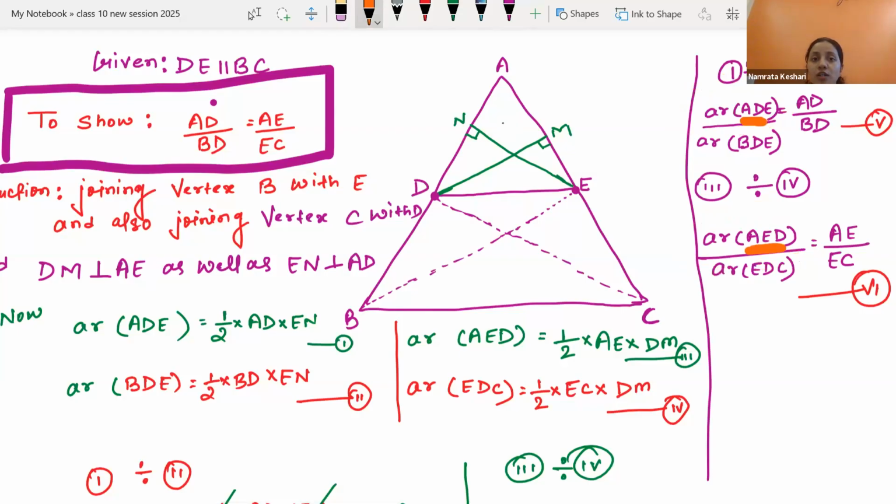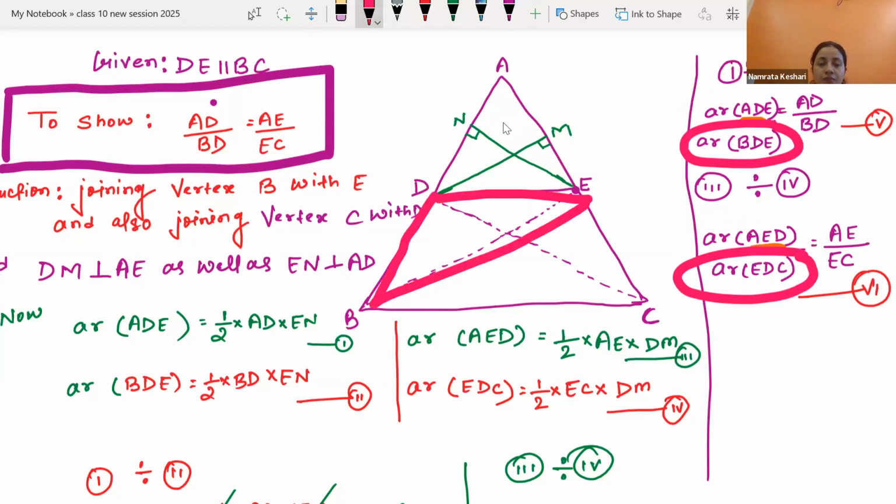So let's match the denominator. Here the denominator is BDE and here the denominator is EDC. Okay, BDE. This is one of the triangles, and EDC, this is the other triangle.